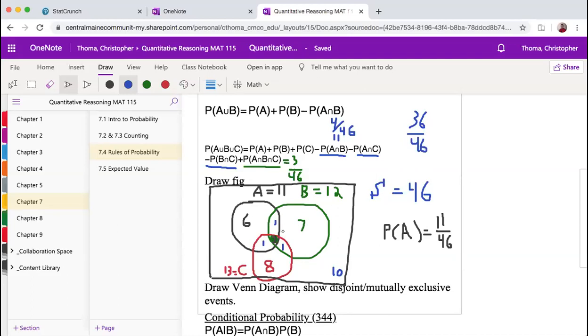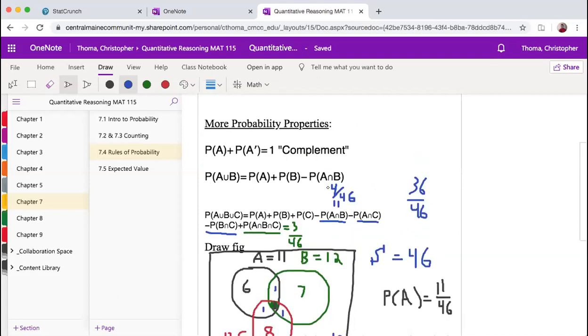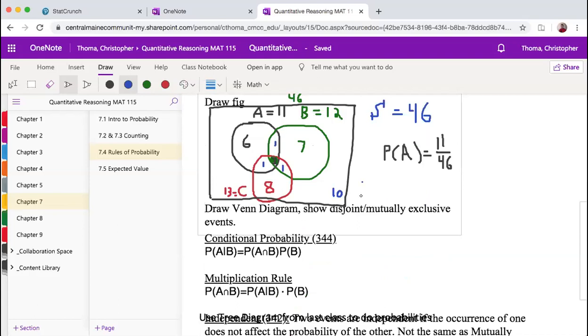Now, a quicker way than trying to add up all your numbers: if I am in A or B or C, which means I'm inside all the circles, its complement, its opposite, is being outside. So if I do 1 minus 10 over 46, I still get 36 over 46. And this is kind of the key with probability, right? There are lots of different ways to do this. It really just comes down to how you want to do it. There is more than one way.